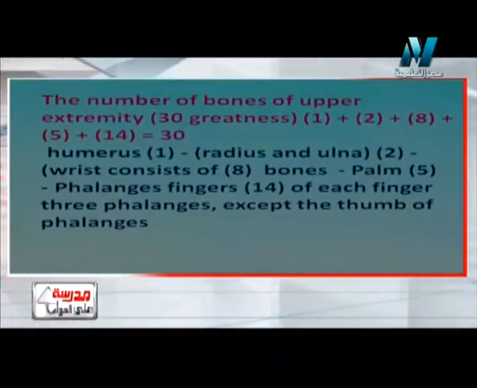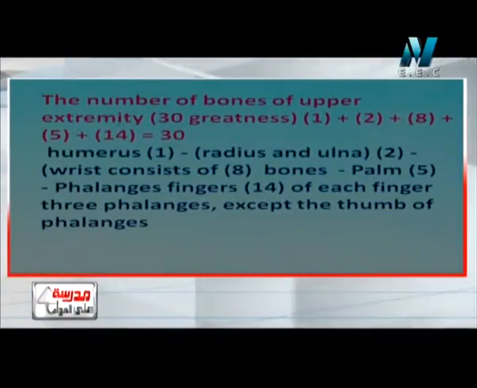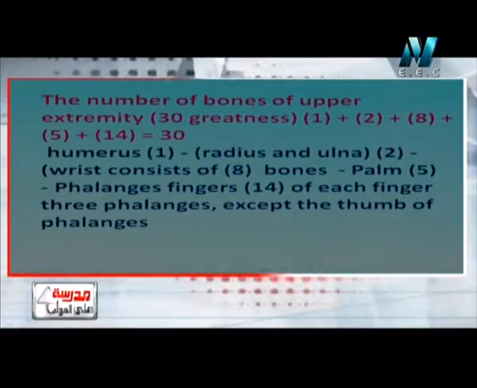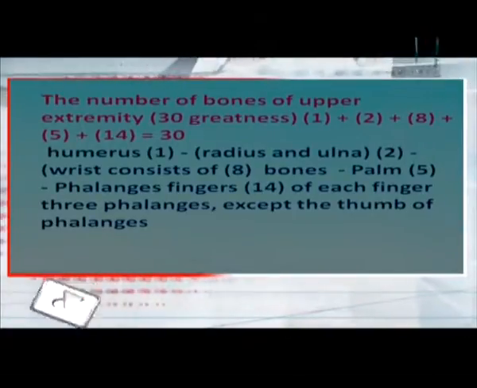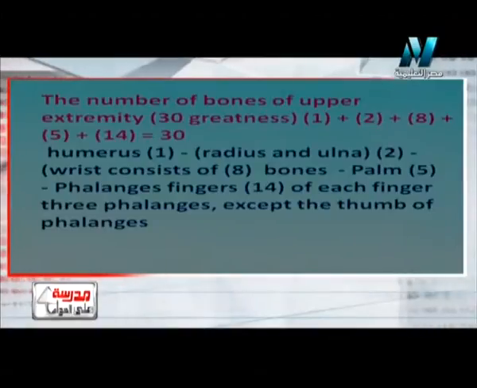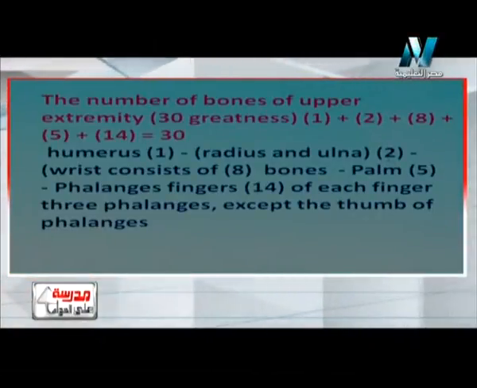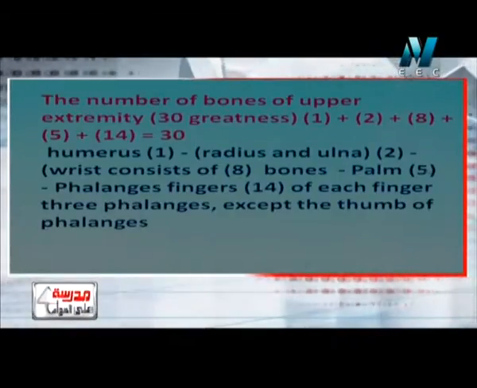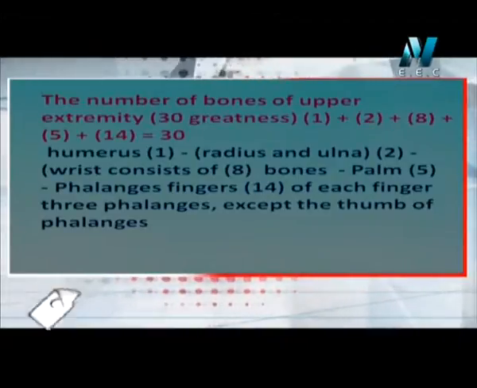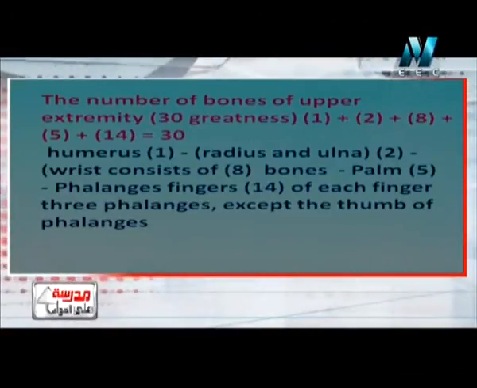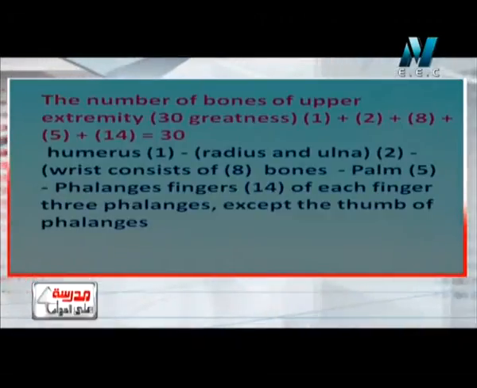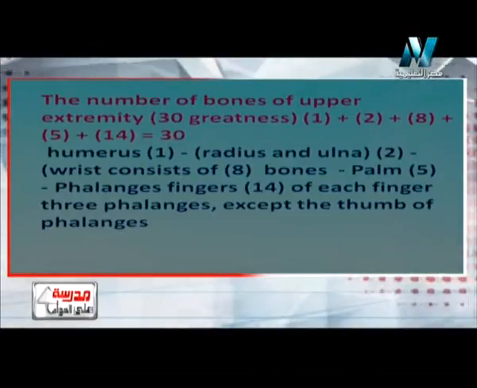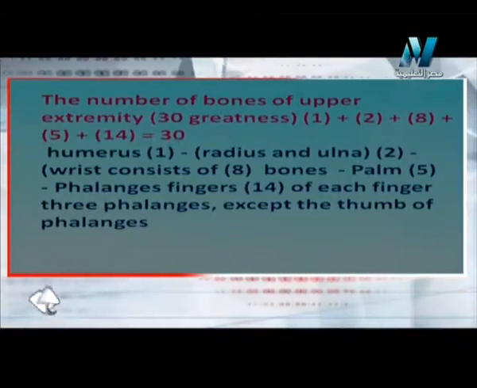So the total number of bones of the upper hand or upper arm is 30. It is 1 plus 2 plus 8 plus 5 plus 14, which equals 30. Where is it coming from? Humerus, we have 1 humerus. Radius and ulna, the number of them is 2 bones. The wrist consists of 8 bones. The palm consists of 5 bones. The phalanges of the fingers, we have 14. Each finger has 3 phalanges except the thumb, which has 2 phalanges. So the total number of bones in the upper arm is 30 bones.